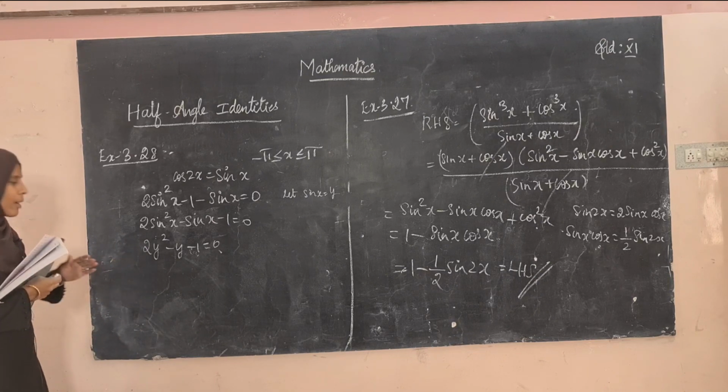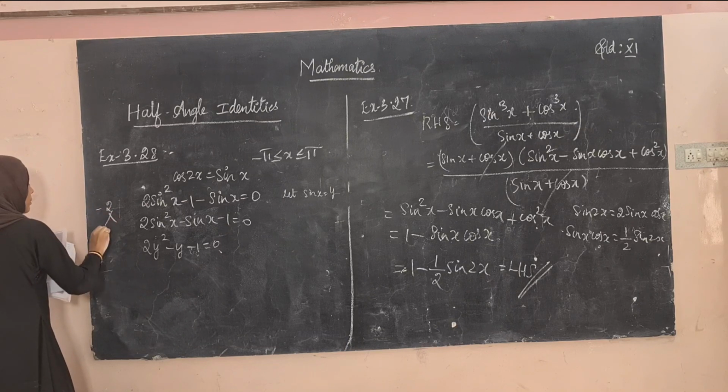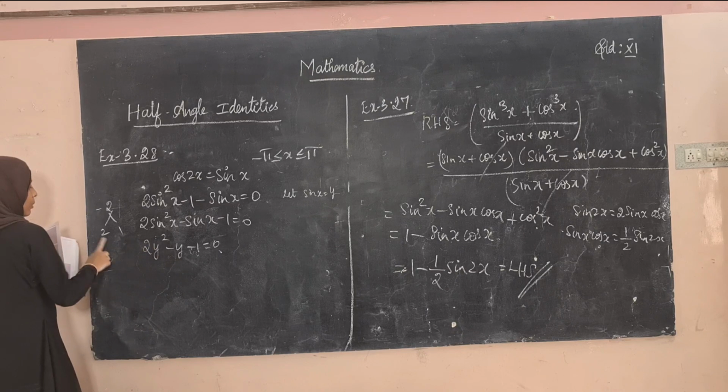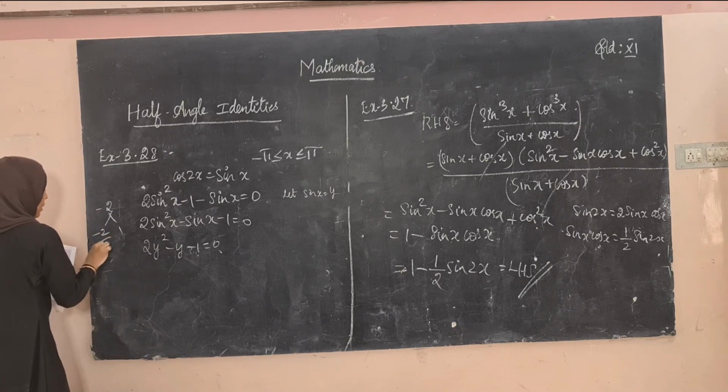We can solve this using the factorizing method. 2 into minus 1 is minus 2, so this can be split into 2 and 1. When adding this, you should be getting minus 1, and when multiplying, you should get minus 2. So you see here, minus 2 plus 1 is minus 1, and minus 2 into 1 is minus 2, divided by 2.